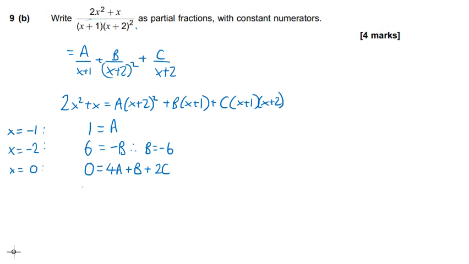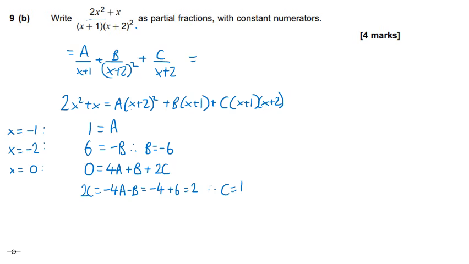So 2c is going to be equal to minus 4a minus b. So that's minus 4 plus 6, which is 2. So if 2c is 2, then c is 1.